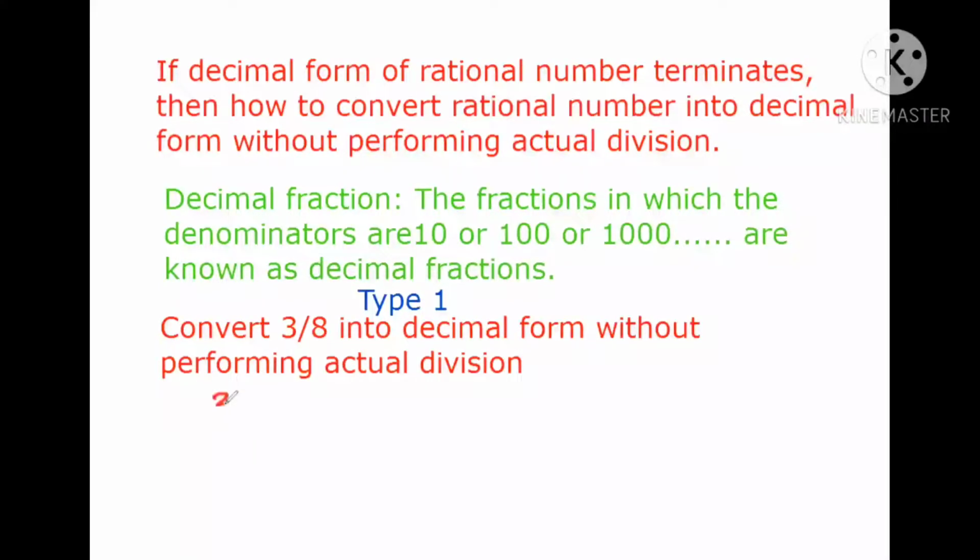Take 3 by 8. Now write the prime factorization of the numerator and the prime factorization of the denominator. The numerator is already 3, which is a prime number. Now 8 can be written as 2 into 2 into 2. This is the prime factorization of 8. Now we have 3 by 2 cube.